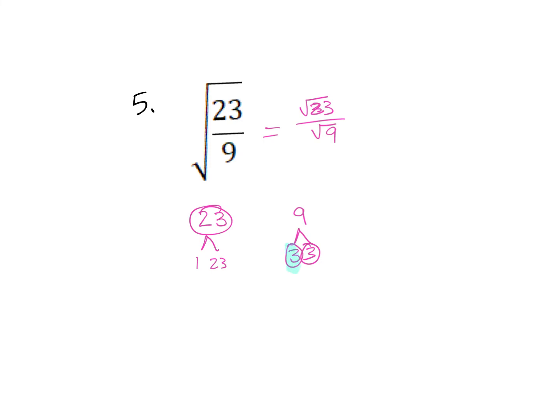So this 3, does it have a buddy? Yeah. And does this 23 have a buddy? Nope, it doesn't. So what I can do is say, inside the radical, that 23 is going to have to stay because it didn't have a buddy. But underneath, the 9 was able to break down, and everything happened to be outside. So there's no radical on the bottom.